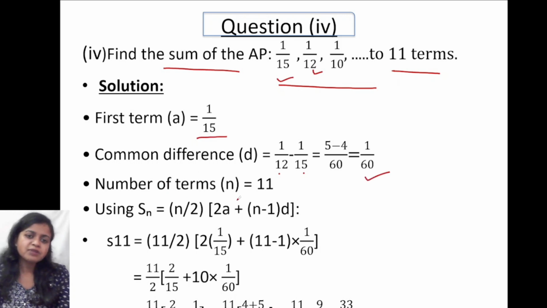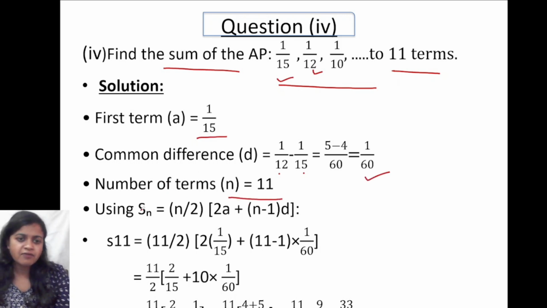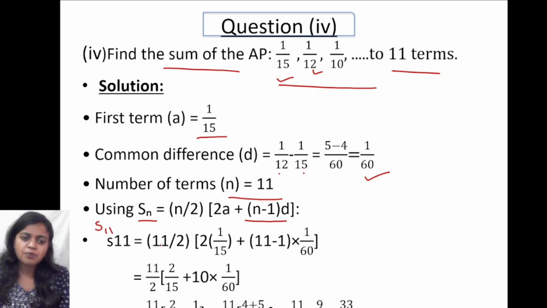The number of terms n is 11, and Sn is n by 2 into 2a plus n minus 1 into d. So S11 is 11 by 2 into 2 into the first term 1 by 15 plus 11 minus 1 into d, which is 1 by 60. So 11 by 2 into 2 by 15 plus 10 into 1 by 60.